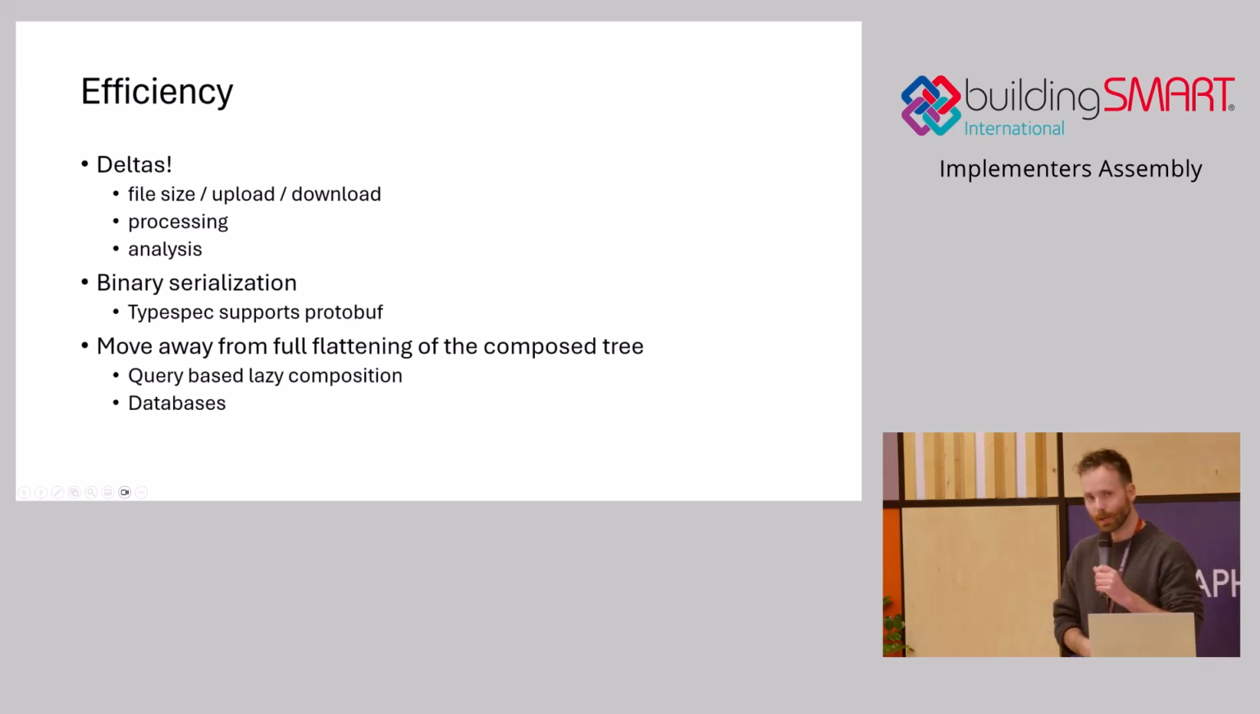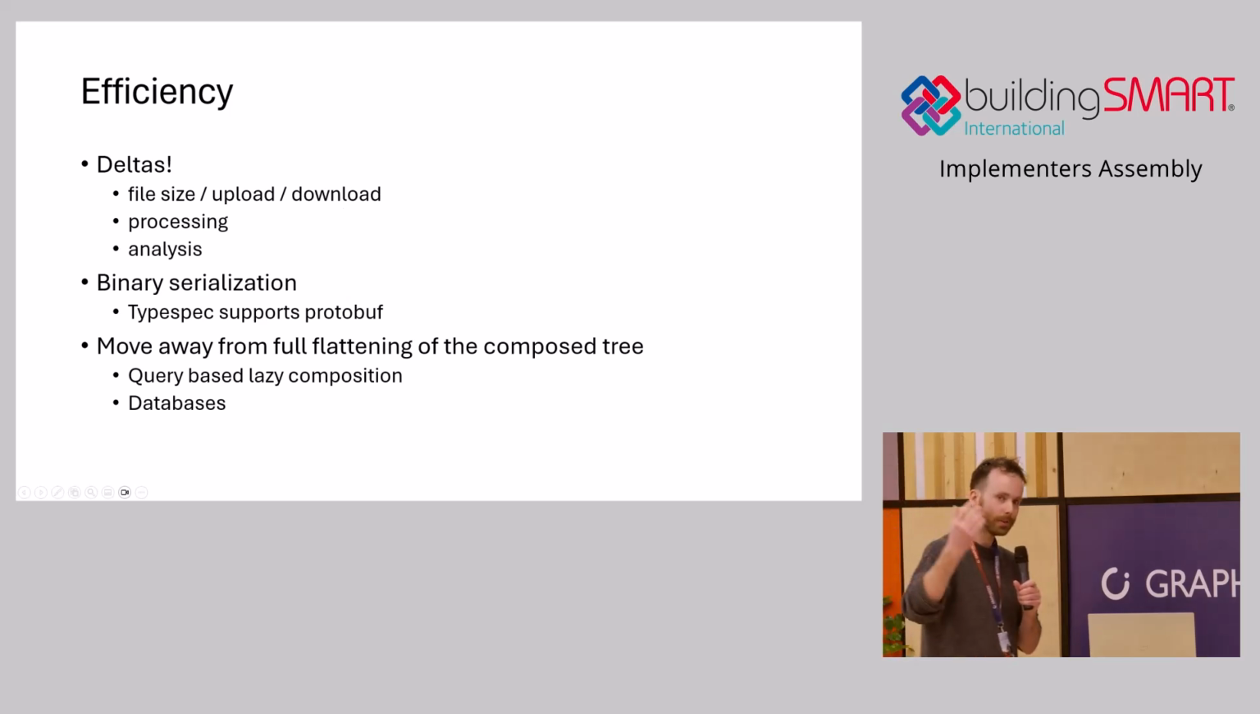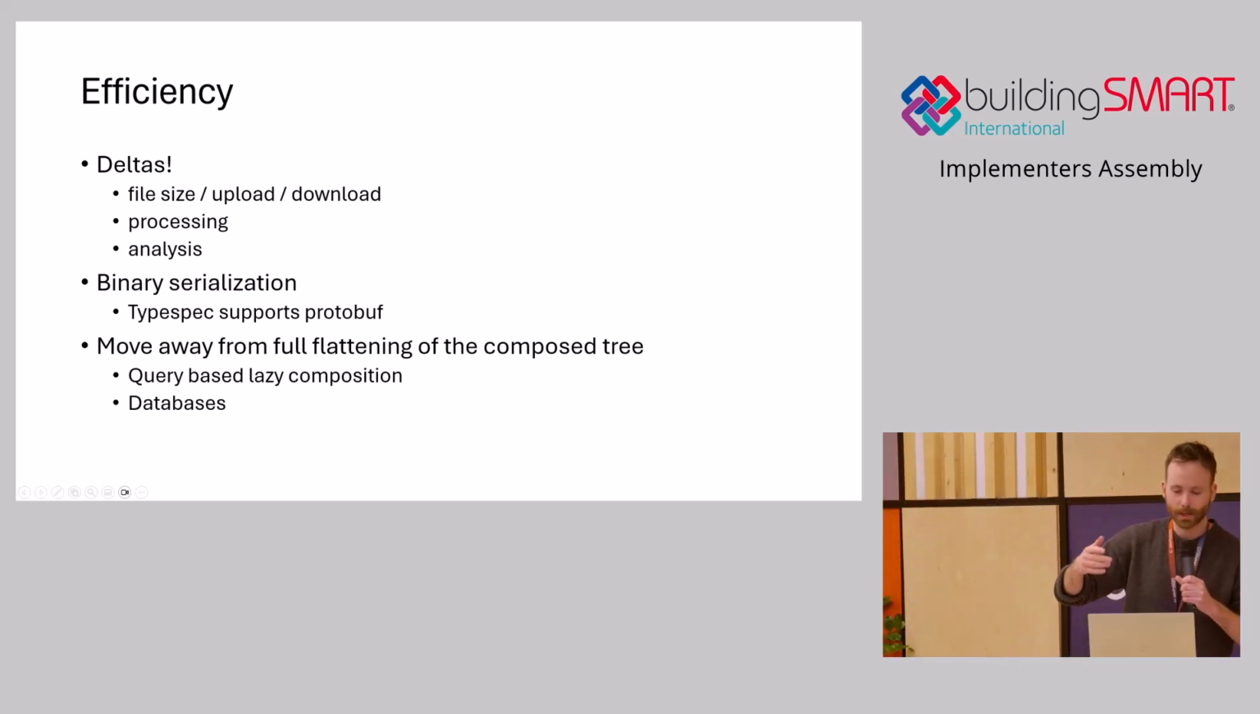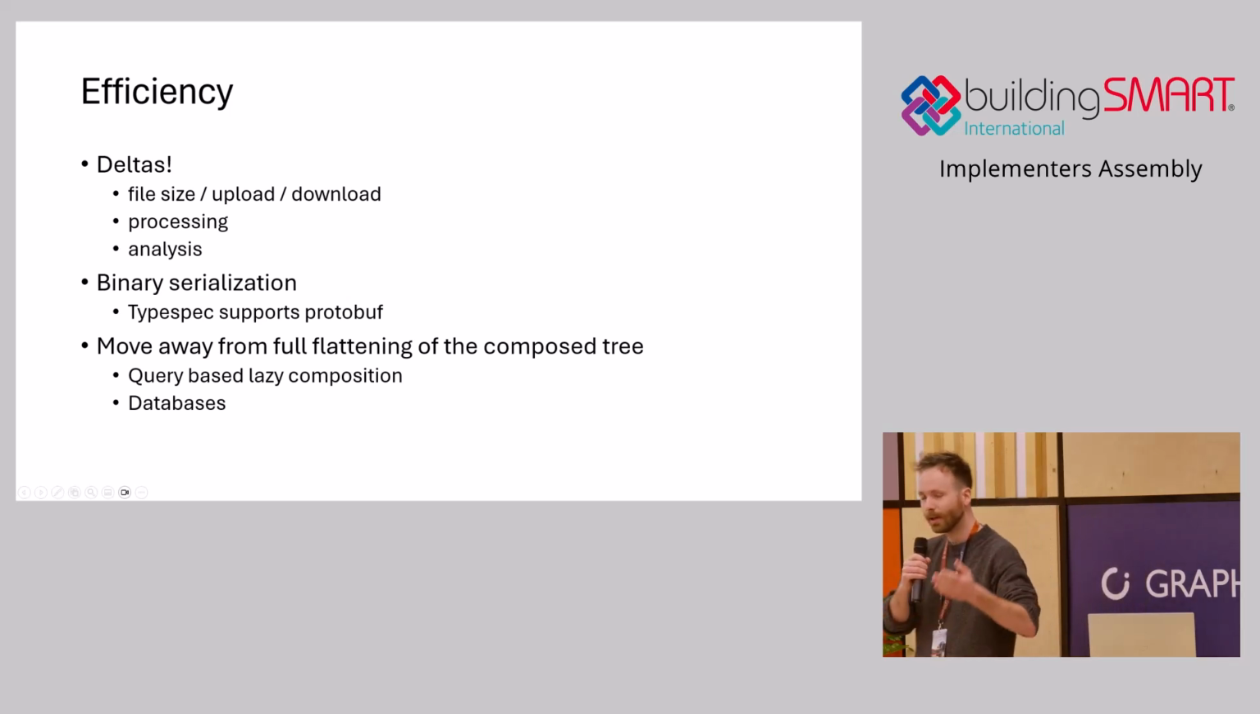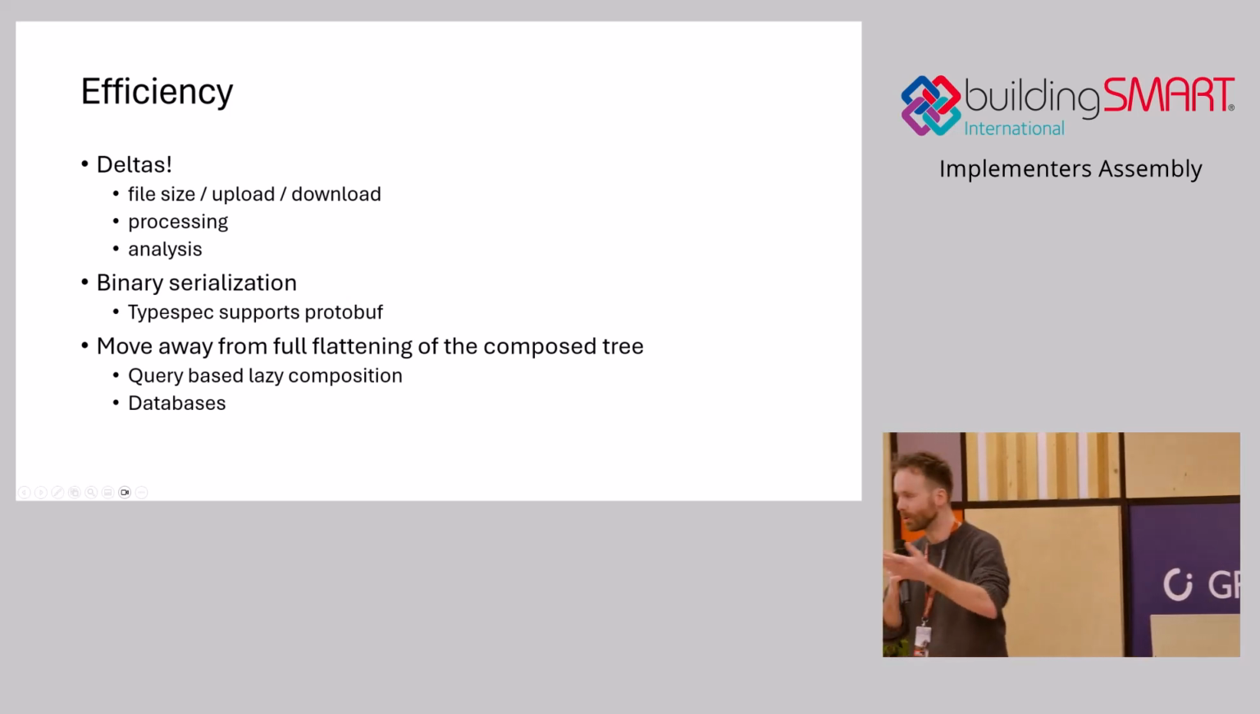We talked a bit about efficiency here and there. People are worried about the efficiency of IFC5. I think it's going to be absolutely fantastic because of deltas, right? If we think about the changes that we do instead of the whole files, everything becomes better. The file size is smaller because it's only changes. The upload and download is going to be faster because it's a smaller file.